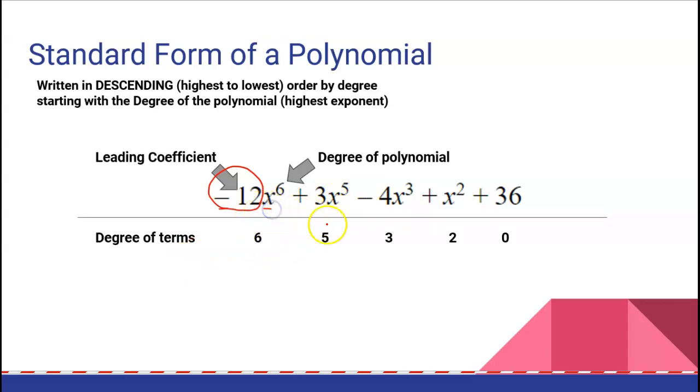And we can write underneath the degree of each of these terms. The degree of x to the 6th is 6. The degree of 3x to the 5th is 5. The degree of negative 4x to the 3rd is 3. The degree of x squared is 2. And the degree of just 36 is 0.